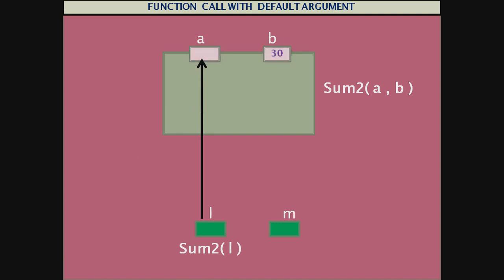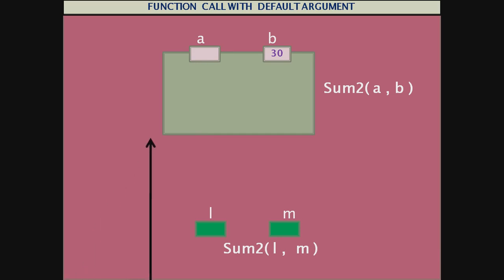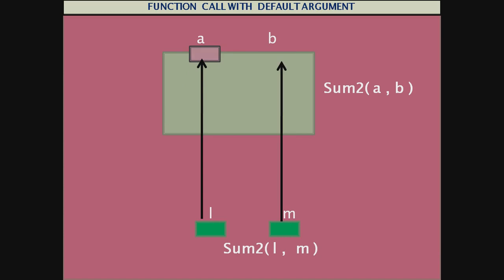Now let us see the second case. Here we are giving two values while calling the function, two actual arguments. One is L and the second is M. Now what happens? L gives its value to a, so it gets a value. Now M gives the value to b, so b takes the value which M has. It sheds off its default value. Now it works with the new value, the value of M, and the function executes. See, so this is how default arguments work.